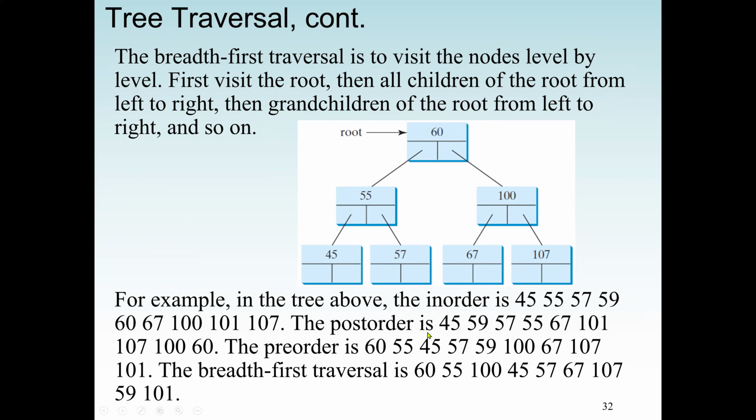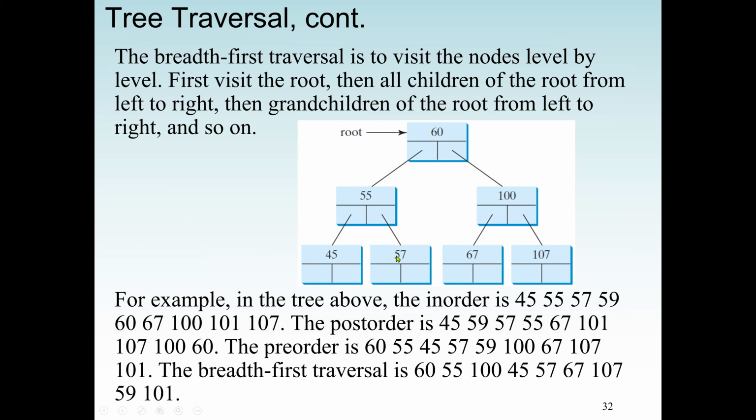So let's see an example of how the whole concept will work with this tree. Here we say, for example, in the tree above, let's say the in-order. In-order means we start with the leftmost, so we go through 45, then 55, then 57. We finish with the left. Again, 45, 55, 57. And here, we should have 59 down on the right, so 59. After that, we go through the current.